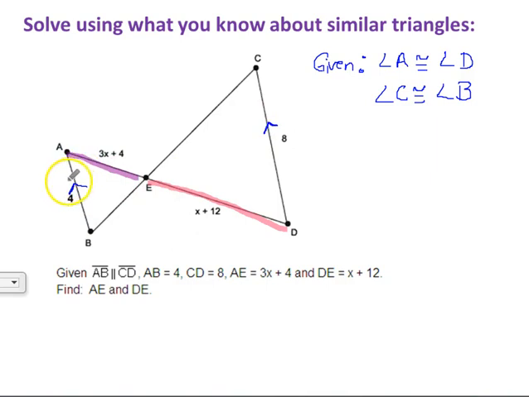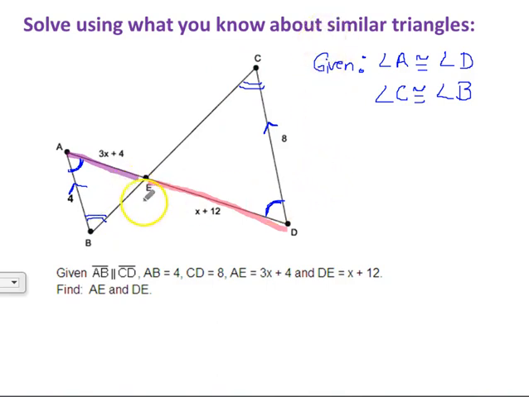And then remember what we learned about transversals and parallel sides. By using the alternate interior angles theorem, we know that angle A is congruent to angle D because they're on alternating sides of this transversal. So remember, we've got these two sides that are parallel, and then we've got a transversal that comes in. So because of the alternate interior angles theorem, we know that these two angles are congruent. We also know that these two angles are congruent because of the alternate interior angles theorem.